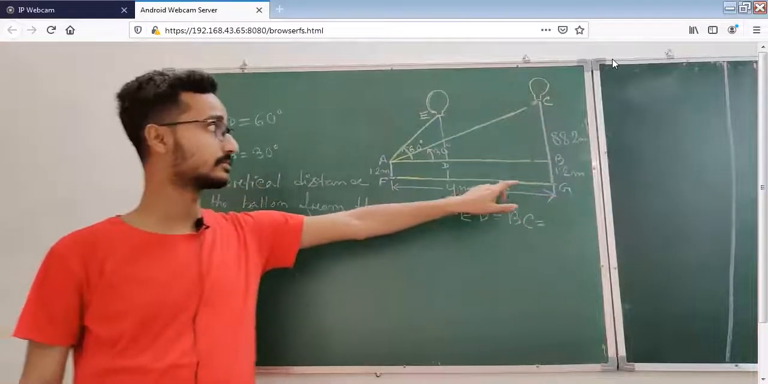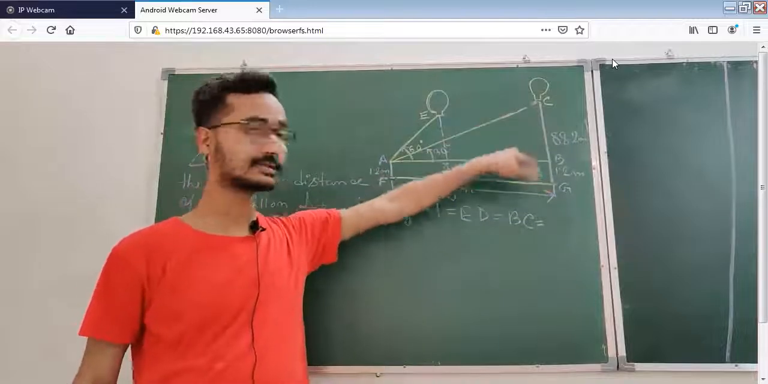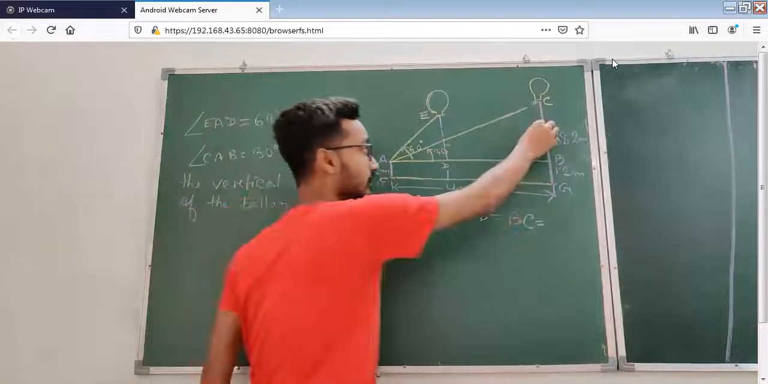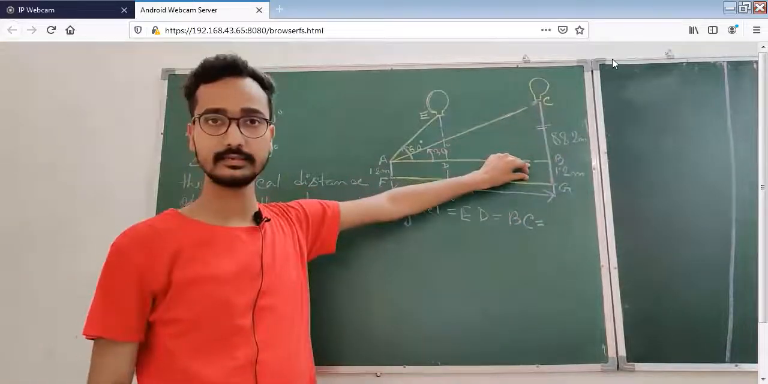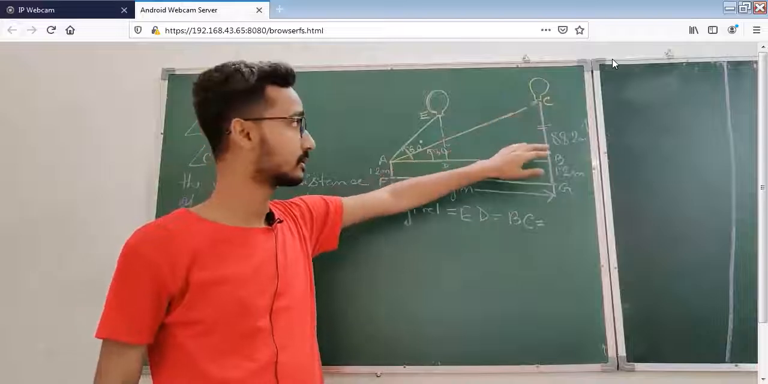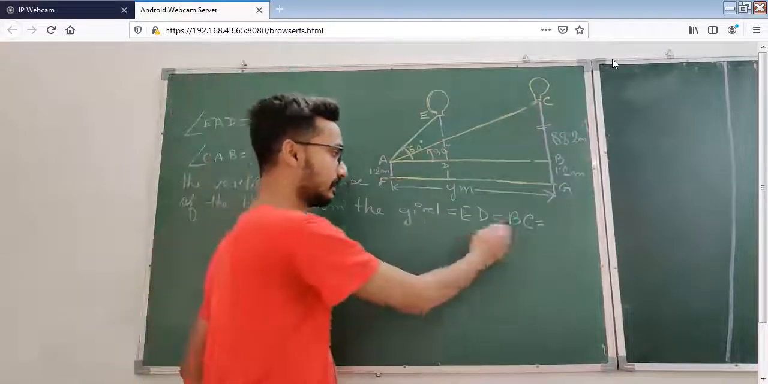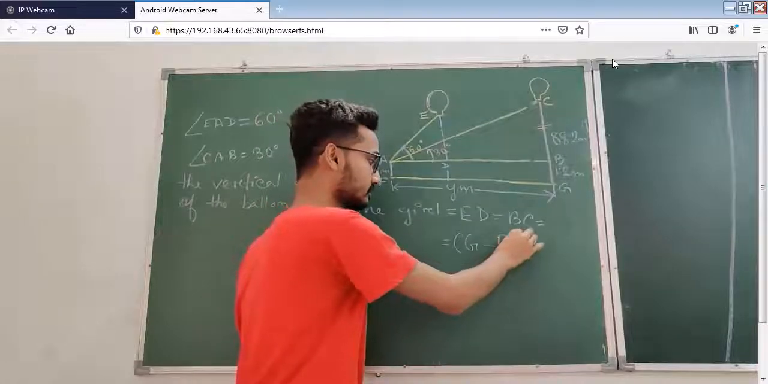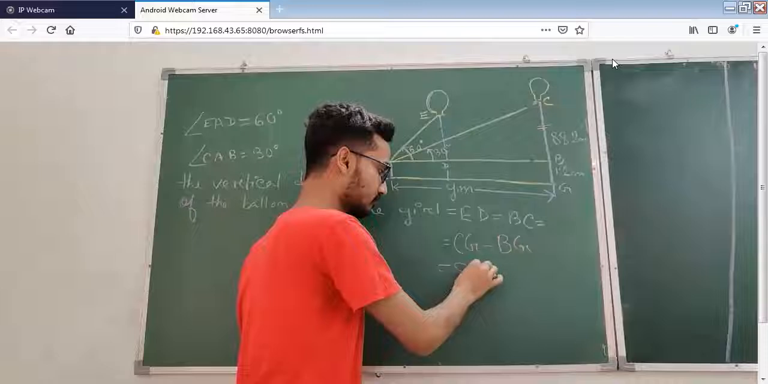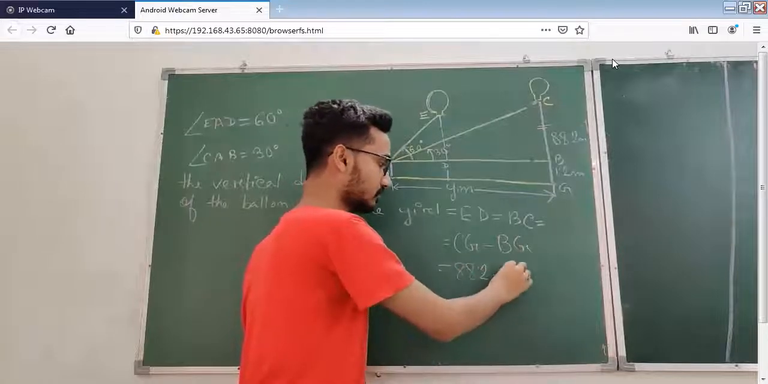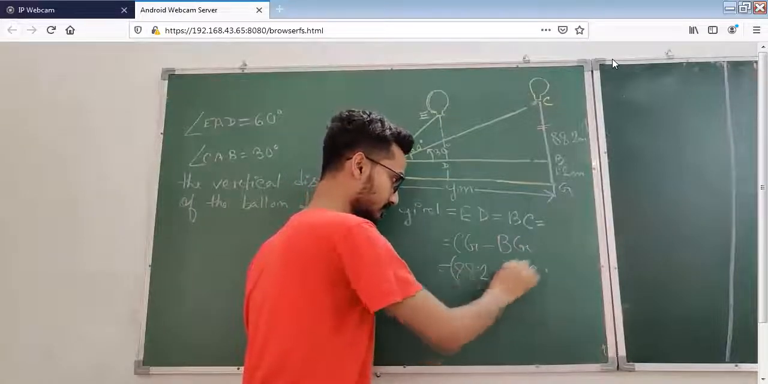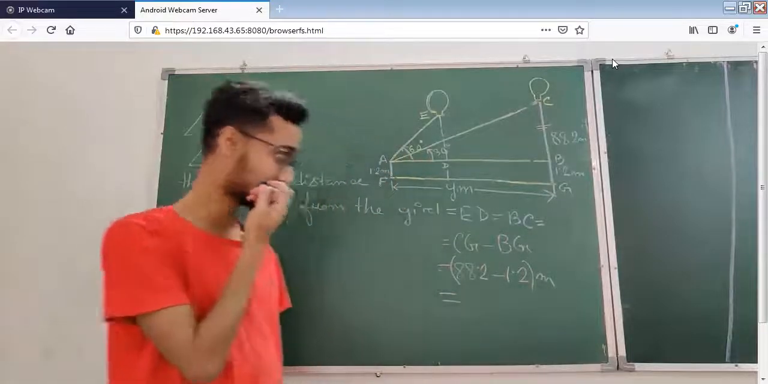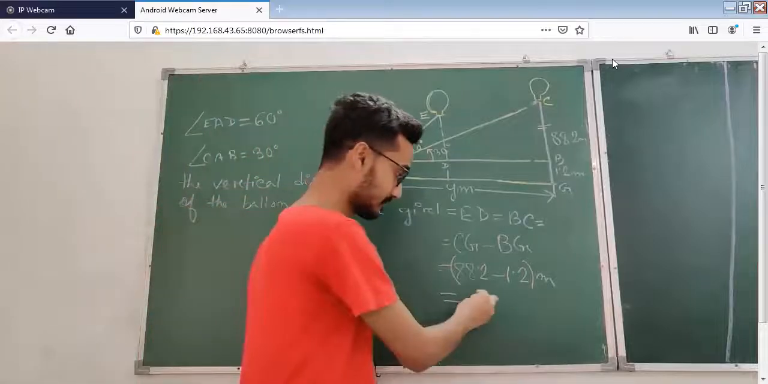Now see, if you subtract BG from CG, then you will get BC. Yes or no? So ED and BC will be equal to CG minus BG, and CG we know is 88.2 meter and BG we know is 1.2 meter. So subtract it. Now when you subtract, what will be your answer? The result will be how much? 87 meter. Yes or no?